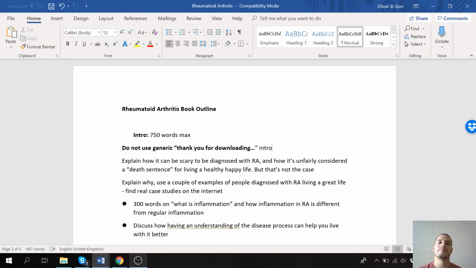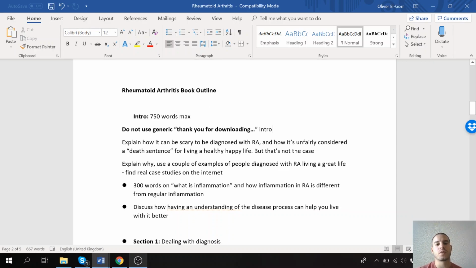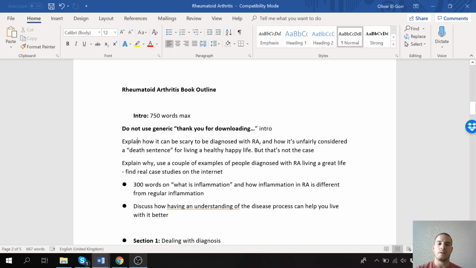They're not going to buy it. So I want a personalized introduction that's a lot more empathetic to the reader. So I said, explain how it can be scary to be diagnosed with rheumatoid arthritis. That's RA from now on, so I'm going to be saying that just to save some breath. And how it's unfairly considered a death sentence for living a healthy, happy life, but that's not the case.